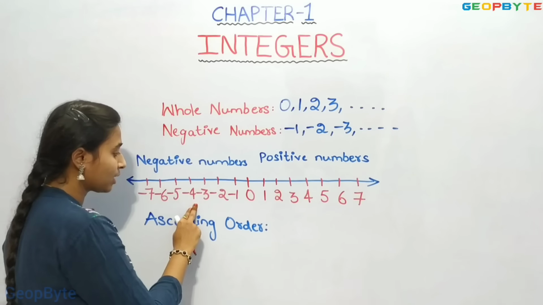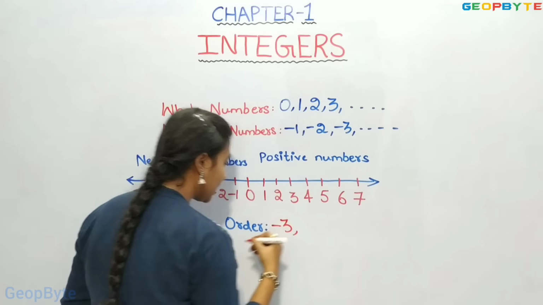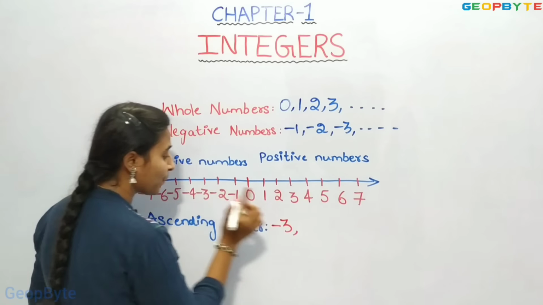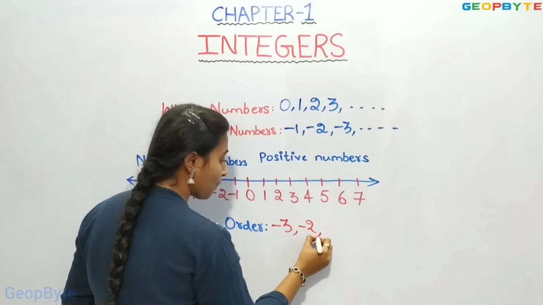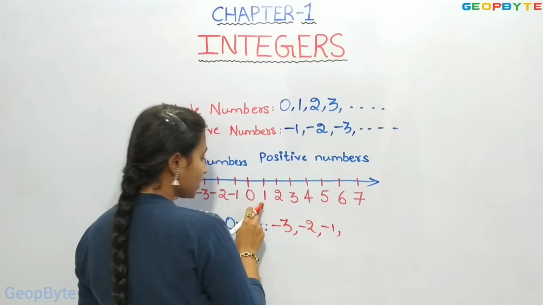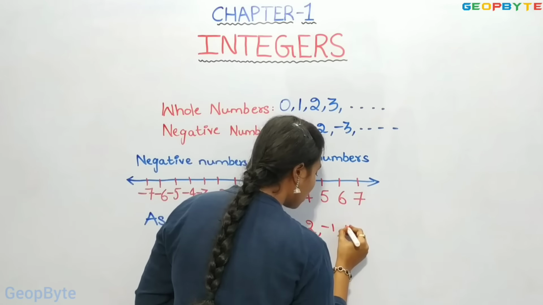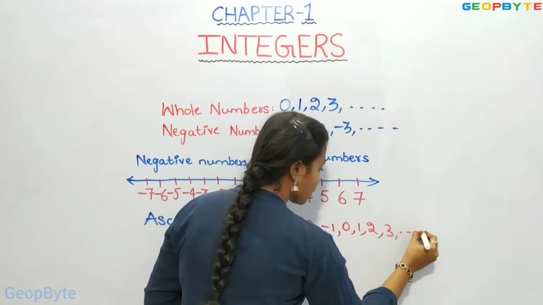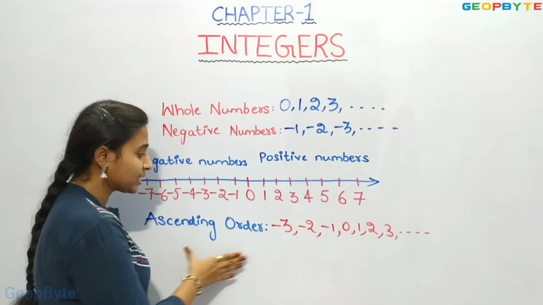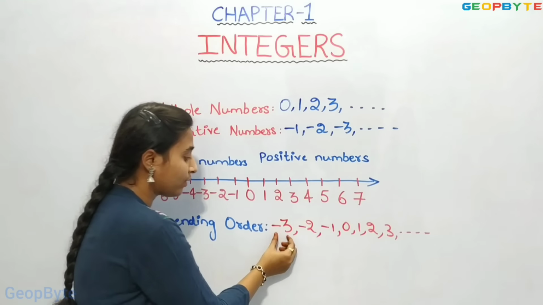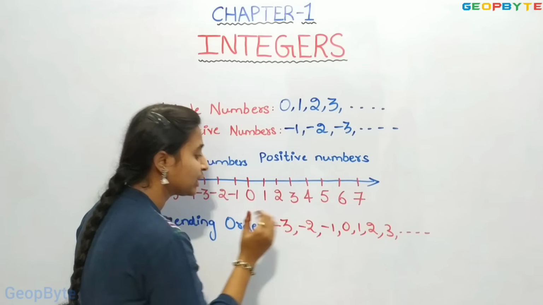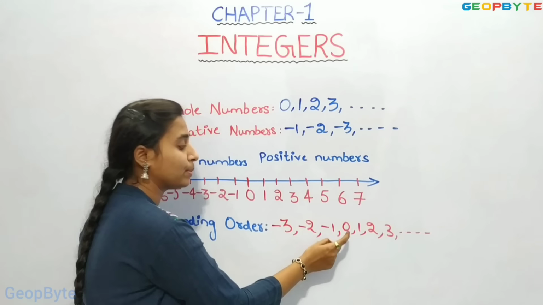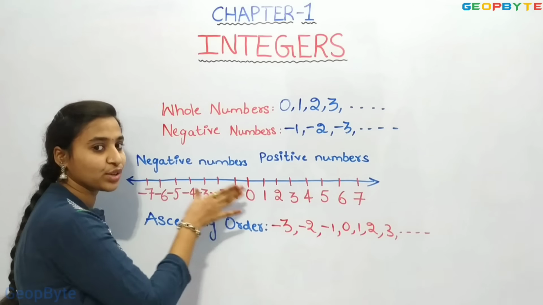Now let us take the number minus 3. Next what we have? Let us see towards 0. Minus 3, minus 2, minus 1, comma, 0, 1, 2, 3, 4 and so on. This is the ascending order. As I said, always smallest number will be the negative numbers and the biggest numbers will be the positive numbers. In between there will be a 0. If we take in the case of number line.